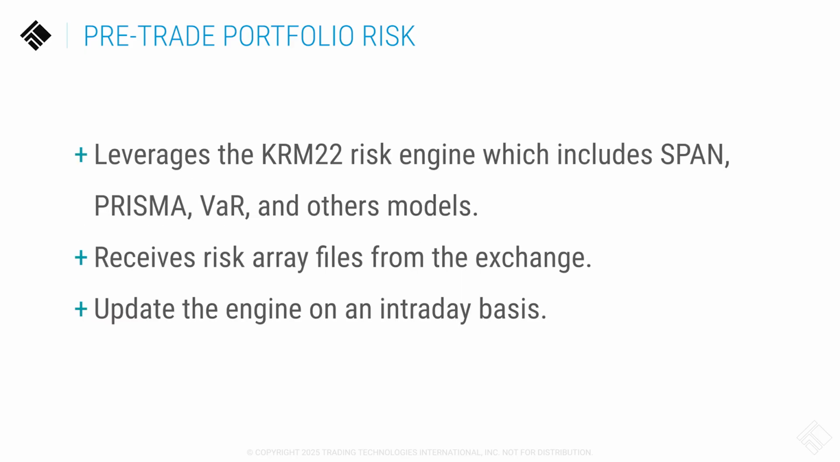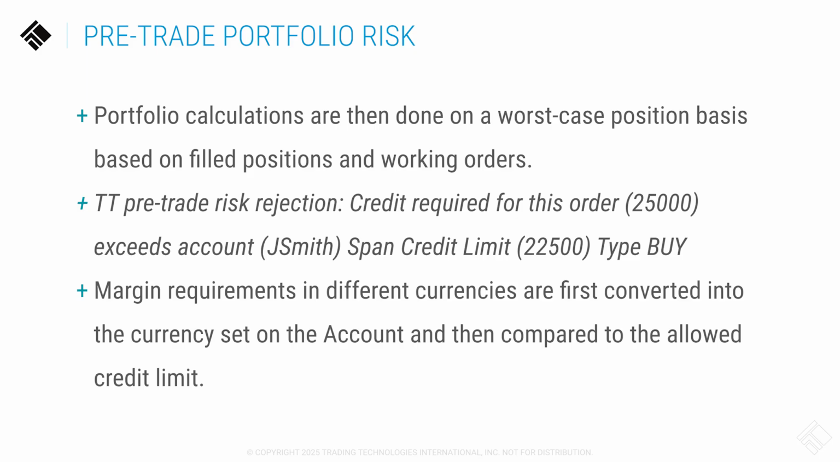So where does pre-trade portfolio risk really come from? Over the years, a number of risk models have been developed, such as SPAN, Prisma, VaR, etc. Our partners at KRM22 have taken these models into their risk engine to do the portfolio risk calculations. They receive risk array files on an intraday basis from the exchange to ensure the account is margined at the most up-to-date figures, and they determine where the reductions can be applied. Now, by considering various combinations of filled positions along with working orders, TT will determine the worst case margin applicable to a particular account and will reserve the correct amount of capital from the account's credit.